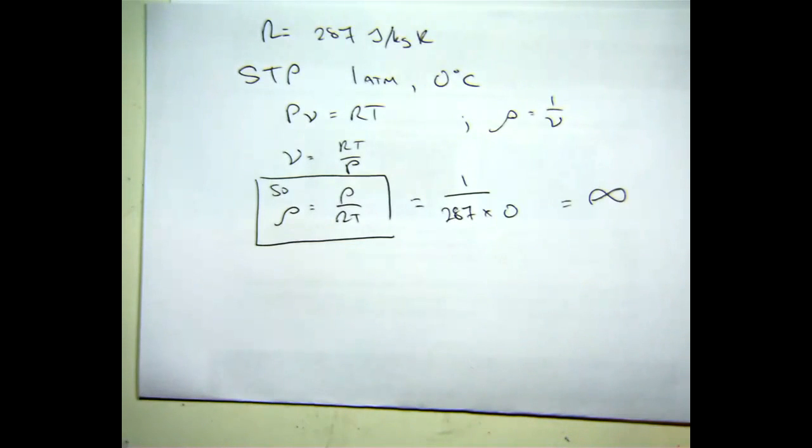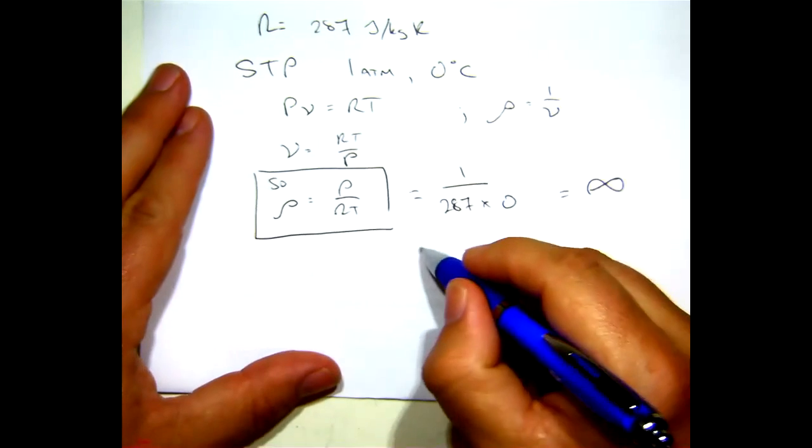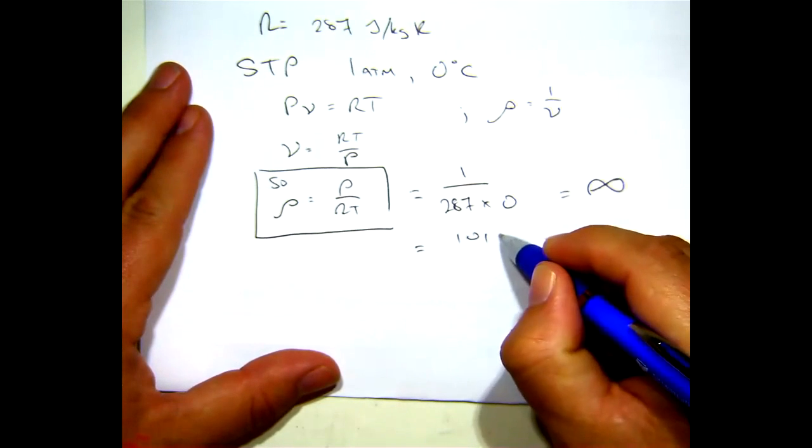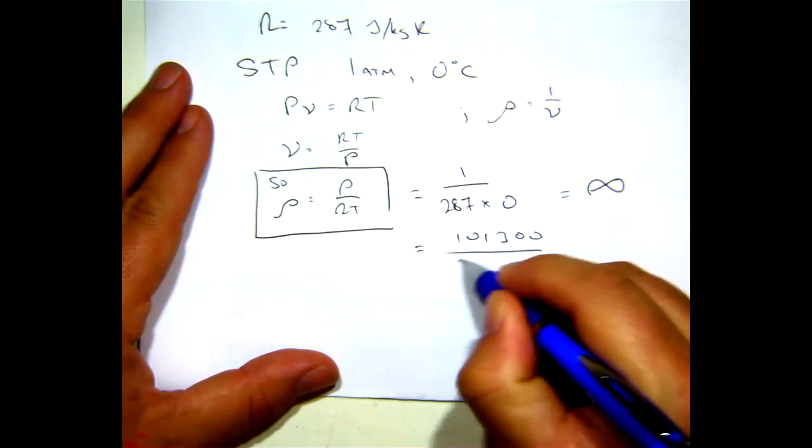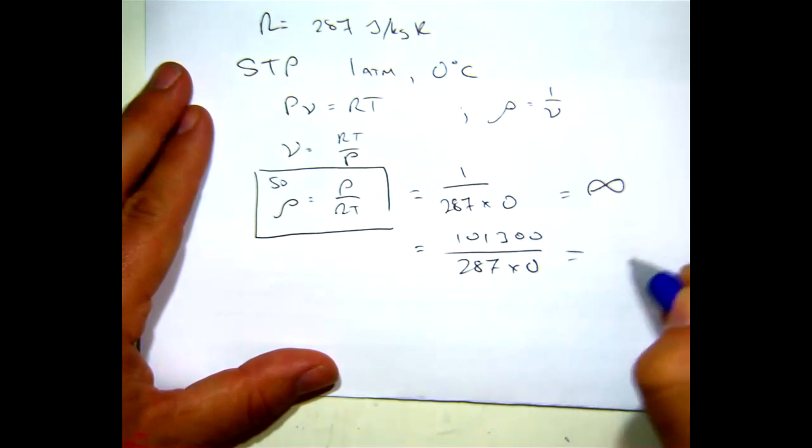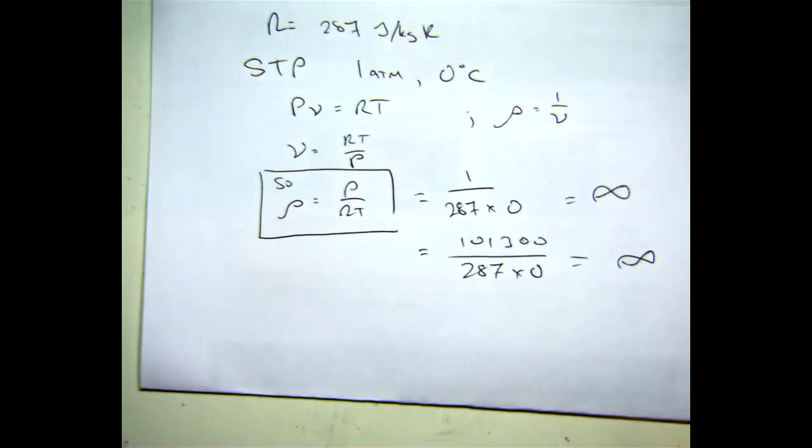Good. What did I do wrong? That's right, I used 1 atmosphere. So 101.3 over 287 times 0 equals infinity. That's better. What did I do wrong with the temperature? Kelvin, Kelvin, Kelvin. Thermodynamics equals Kelvin. Please, please, Kelvin.